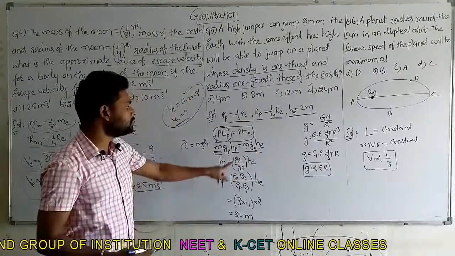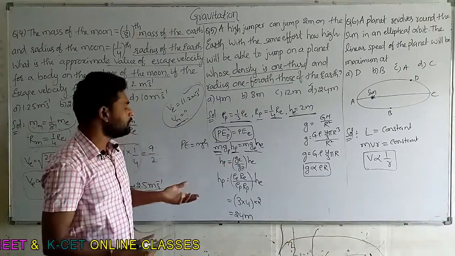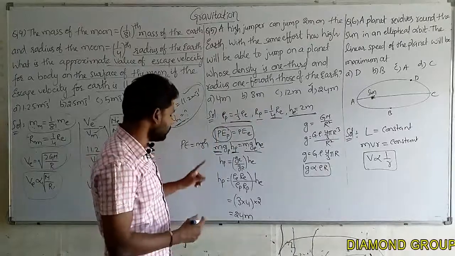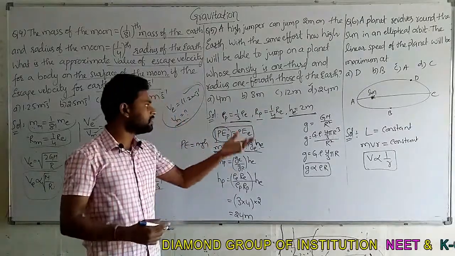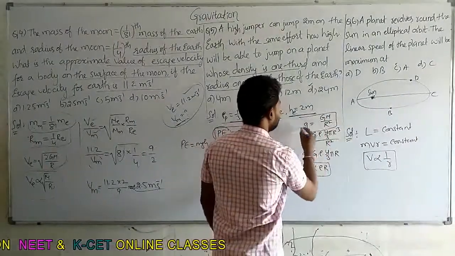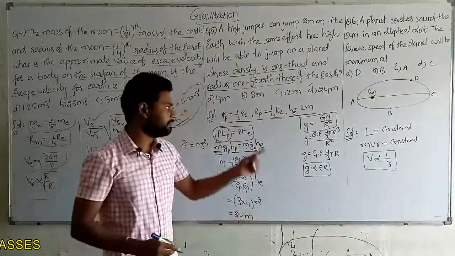So the gravity values ge and gp we don't know, but they have given the density and radius. So we have to write the gravity in terms of the density and radius. We already know the acceleration due to gravity formula: g equals GM by r square. Remember that formula.